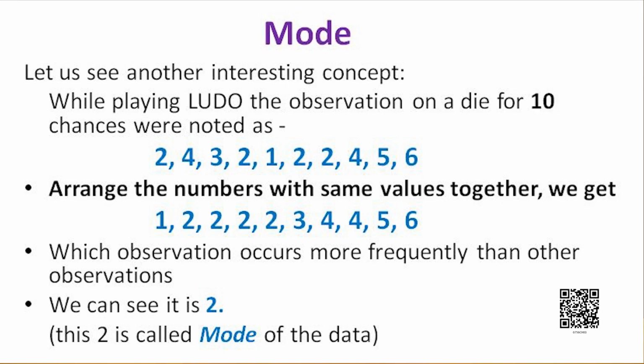Then the second observation was 4, then 3, then 2, then 1. Then again he got 2. So the same number can also come, right? In this way he got the 10 observations. Now what was to be done? I told him to arrange them in ascending or descending order. So he arranged them.